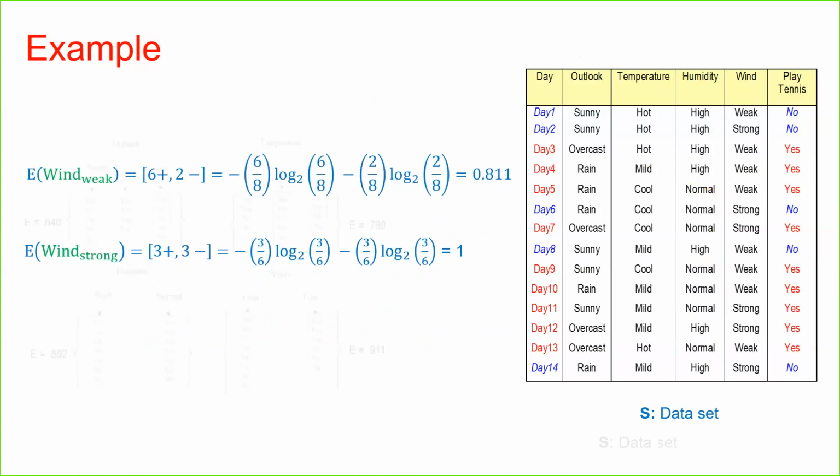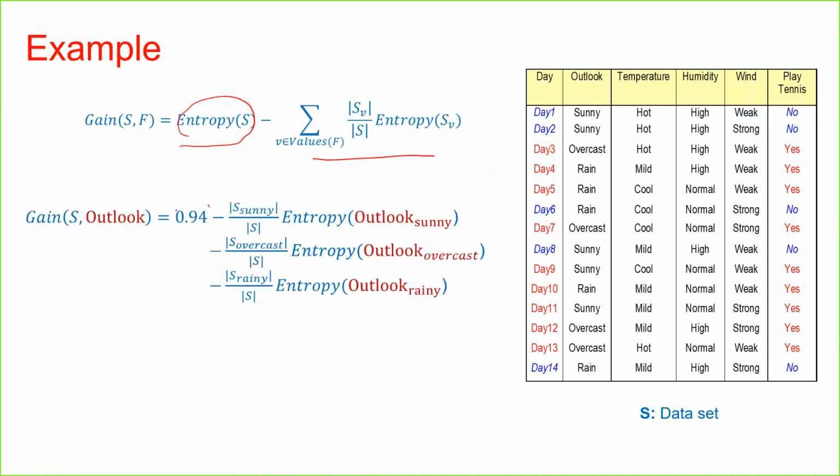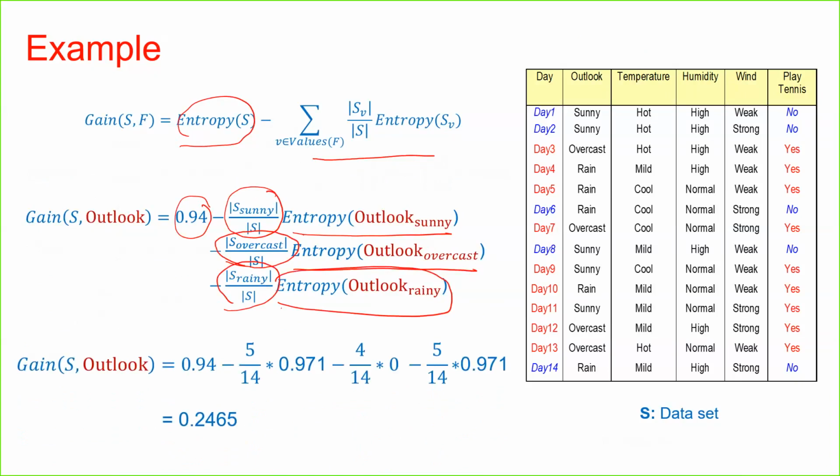Now we have to compute the gain. To compute the gain, take the entropy before splitting and after splitting. So this is the entropy 0.94 before splitting. This is the entropy of outlook equal to sunny multiplied with the corresponding fraction of the instances. Entropy of outlook equal to overcast multiplied with the corresponding fraction, and entropy of outlook equal to rainy multiplied with the corresponding fraction. 0.94 minus 5 by 14. Why 5 here? 5 instances are outlook equal to sunny. Why 4 here? 4 instances are outlook equal to overcast. And why 5 here? 5 instances are outlook equal to rain. So you got 0.24, which is the gain with respect to outlook.